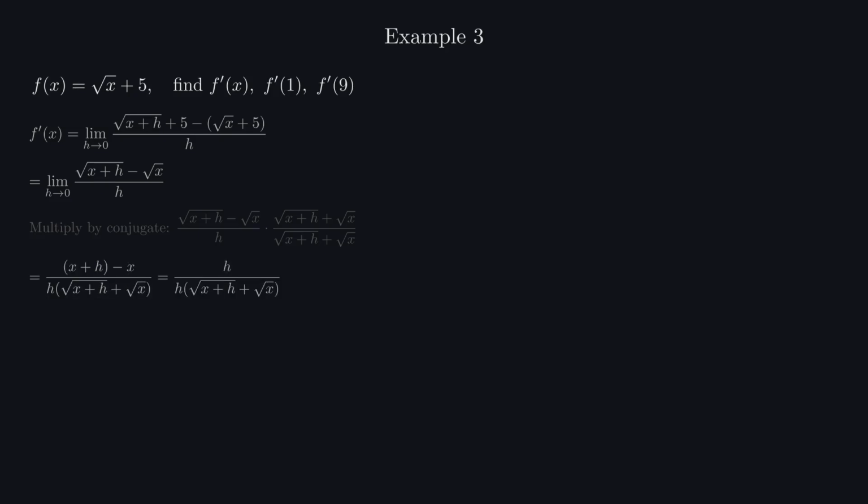The numerator becomes x plus h minus x, which is just h, so we get h over h times square root of x plus h plus square root of x. Cancel the h's, we are left with 1 over square root of x plus h plus square root of x. Taking the limit as h goes to 0, f prime of x equals 1 over 2 root x. Now evaluate f prime of 1 equals 1 over 2 times root 1, which is 1 half. And f prime of 9 equals 1 over 2 times root 9, which is 1/6.